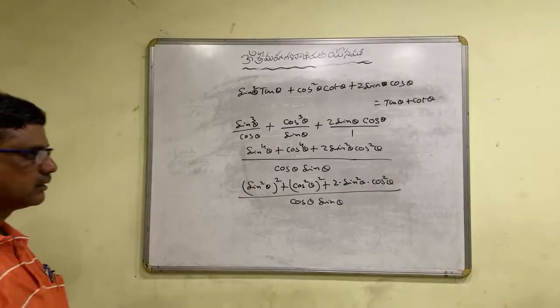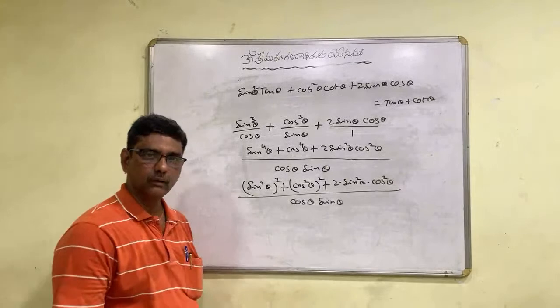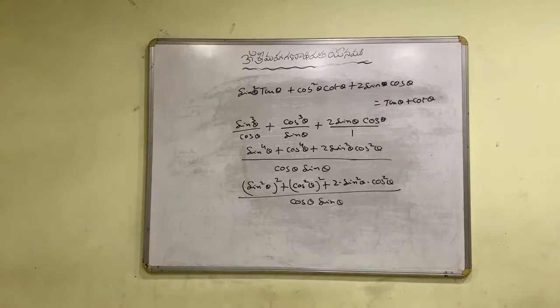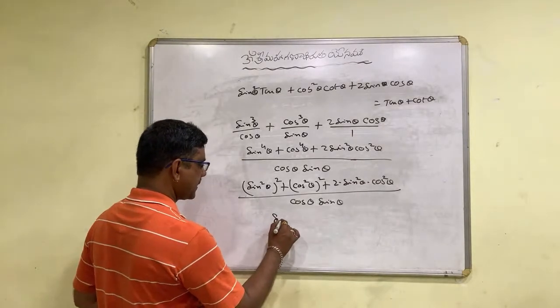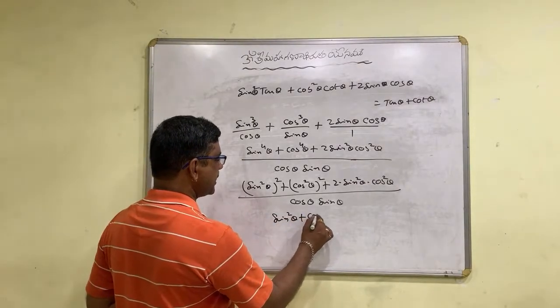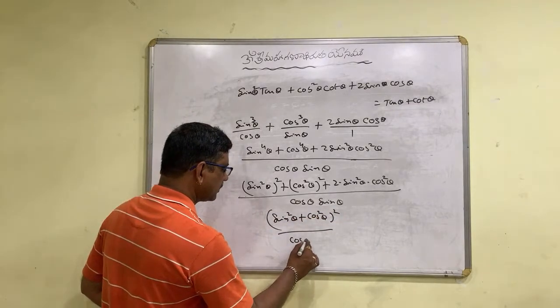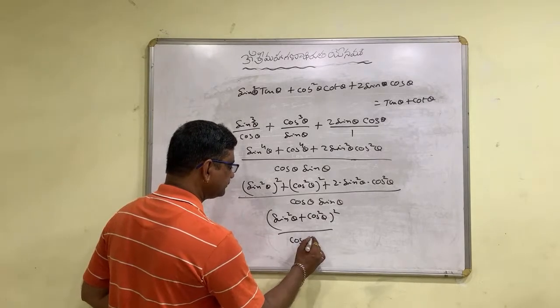Okay, children. Now what to do? The numerator is in the form of A plus B whole square. Kaushik, excellent. A plus B whole square, very good. So A plus B whole square by cos theta sin theta.